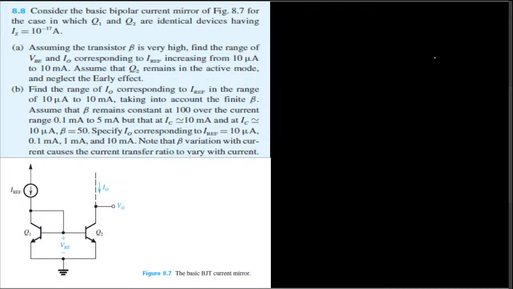In this video, I'm going to do the A part of this question. The question is asking, consider the basic bipolar current mirror of figure 8.7. The picture is right here.